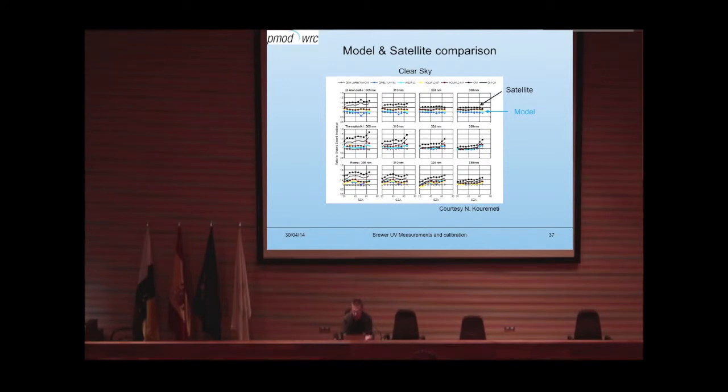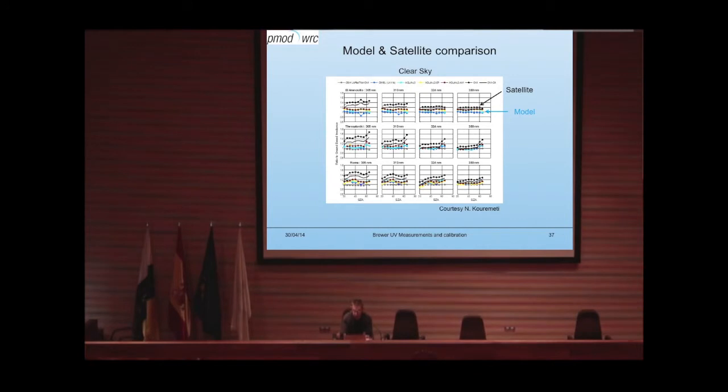This is a comparison that I got from Natalia Kuremetti. Comparison between models and satellites. And remember that this is clear sky. It's nearly impossible to make comparisons on the all sky situations where you have clouds, variabilities that you cannot model independently in your radiative transfer model. So for a good comparison and validation of your measurements, you need to constrain your data to clear sky, which for some stations might be really difficult.